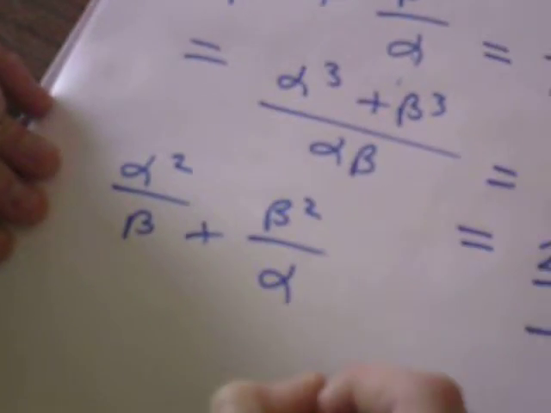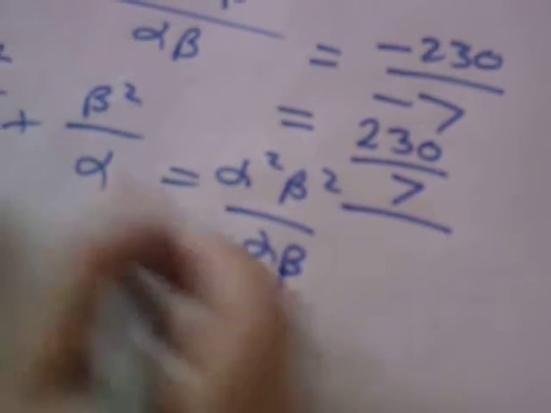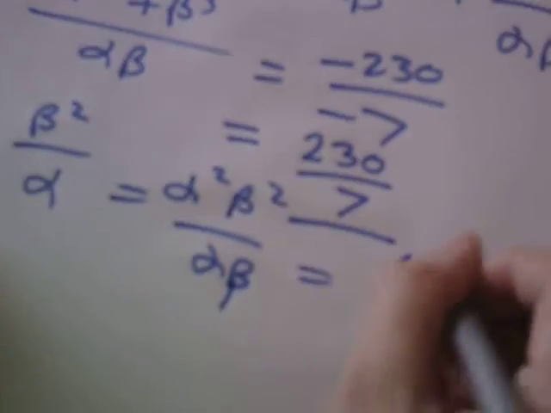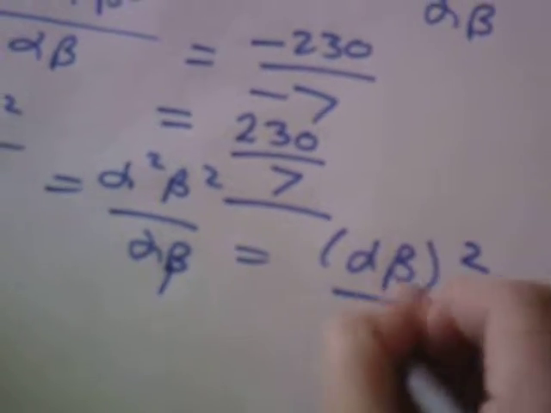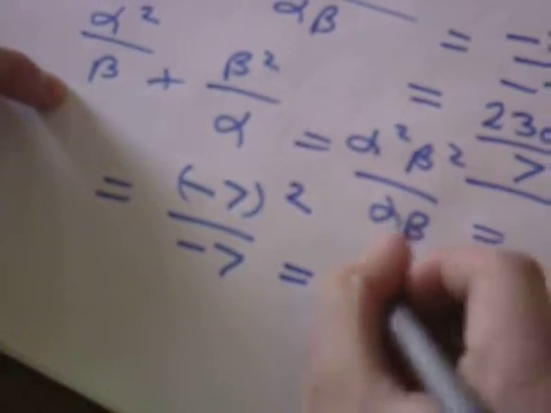So you could say alpha squared over beta multiplied by beta squared over alpha. Because we're multiplying, we can just merge them both together to get alpha squared beta squared by multiplying tops and multiplying the bottom. So that gives us alpha beta. However, we want this in terms of just alpha plus beta and alpha beta. So we can factorise the numerator to get alpha beta squared over alpha beta. And we know that alpha beta is minus 7, squared over minus 7, which gives us 49 over minus 7, which is minus 7. And that is our new product of the roots, alpha squared over beta and beta squared over alpha.